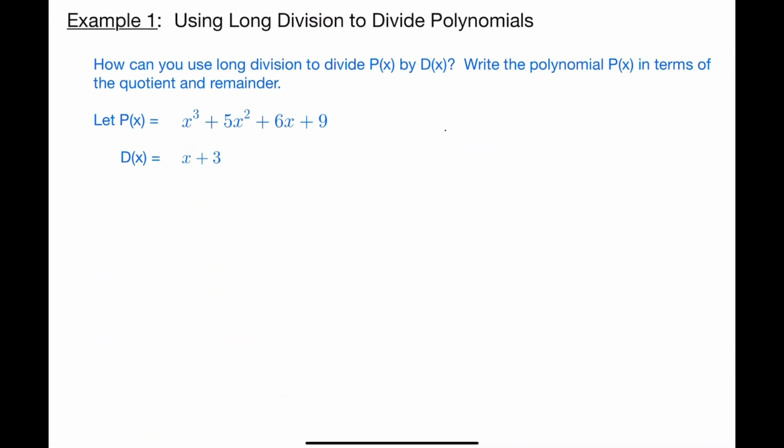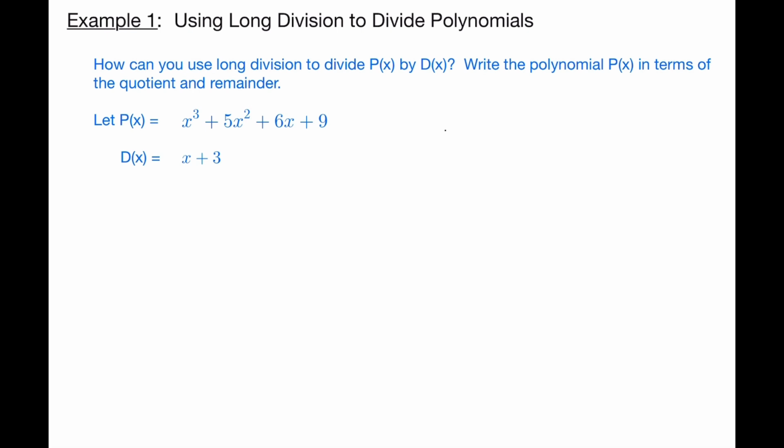So we're going to use long division to divide polynomials, and what we have is the function p of x, which is equal to x cubed plus 5x squared plus 6x plus 9, and what we're going to do is divide x plus 3 into that polynomial. The way we're going to do this is very similar to what you probably learned in elementary school with long division. So here's how it works.